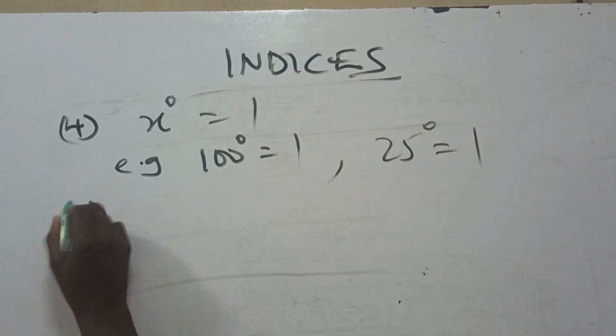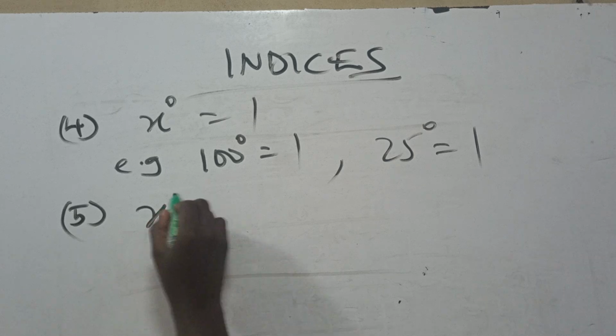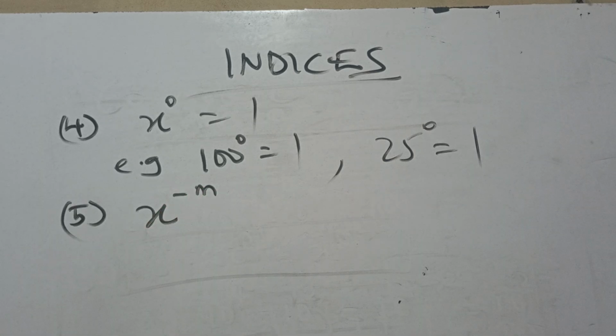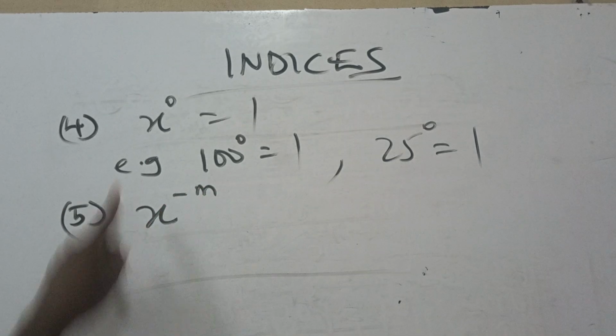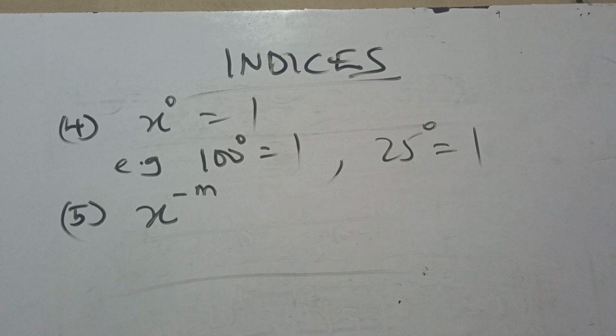Then the fifth law says that we can have x raised to power minus m. That is, if you have the index or the power or the exponent to be negative, how do we express it in positive form?